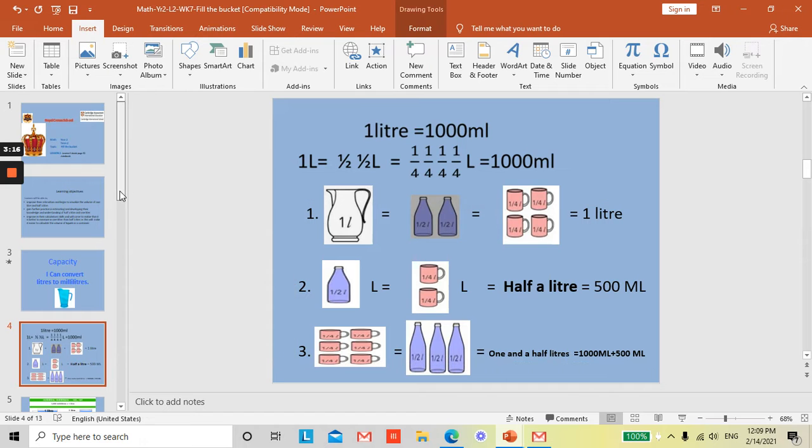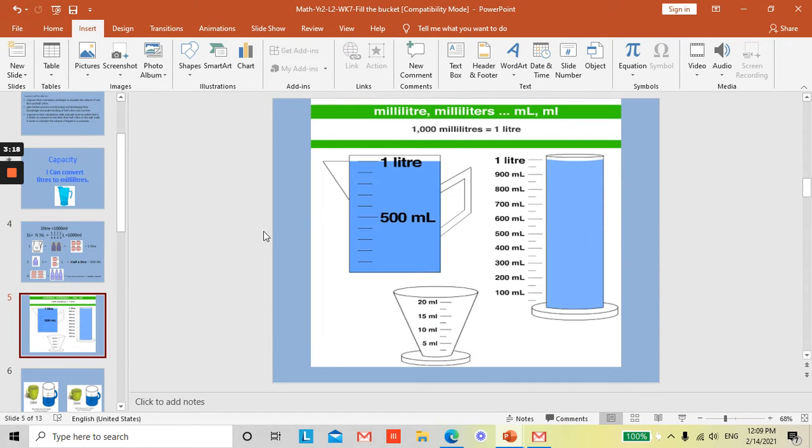Let's move to the next. We have milliliters, ml. You have 1 liter here. Half of 1 liter is 500 milliliters.